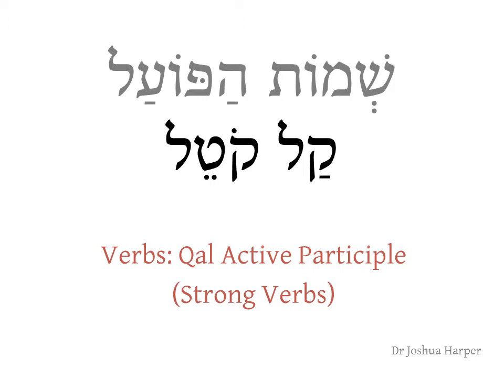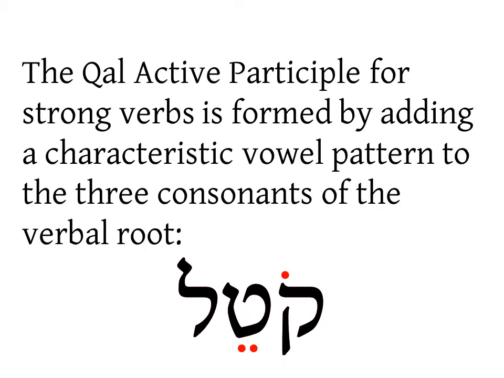Verbs, Qal Active Participle of strong verbs. The Qal Active Participle for strong verbs is formed by adding a characteristic vowel pattern to the three consonants of the verbal root. For the verb katal, we would add a holum and a tsere, kotel. This is the active participle, masculine singular.